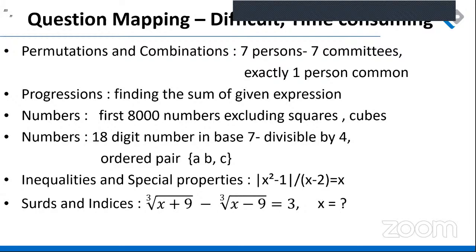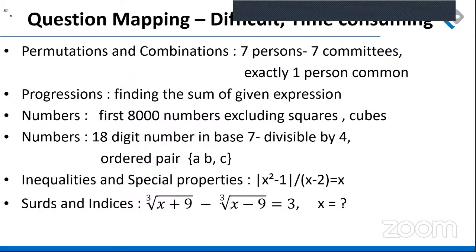Two more questions on numbers. The first 8,000 numbers, excluding the squares and the cubes, are to be written. So this is something a little different from what you've been doing. Counting the squares till 8,000 and the cubes till 8,000, and again understanding how many are both. So it's a little lengthy and a little difficult to understand in the beginning: what to do, how to approach this question. Because of that, this is a little time consuming.